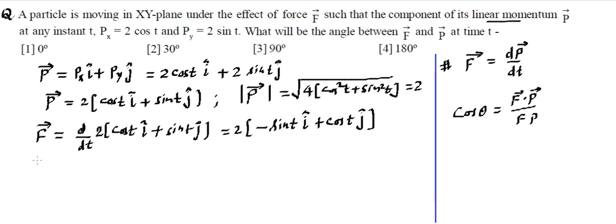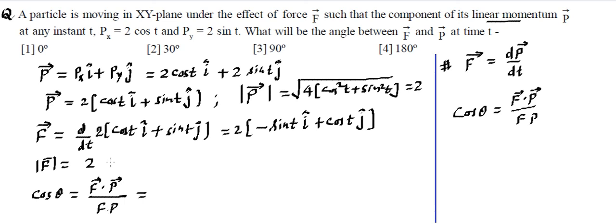And if we are interested in finding the magnitude of force, you'll find it is again going to be 2, because the square root of sin squared t plus cos squared t becomes 1. So now we have these two vectors and their magnitudes. Let's write cos theta directly. So cos theta, the angle between these two vectors, is going to be equal to f dot p divided by magnitude of f times magnitude of p.